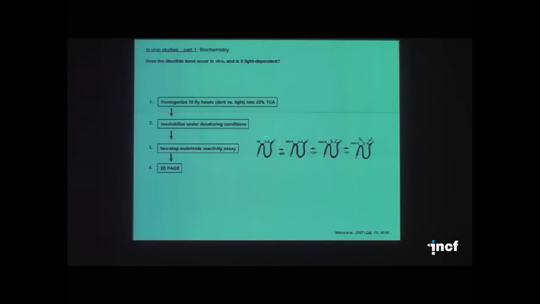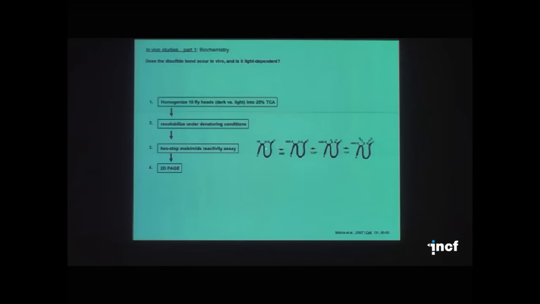So what do you have in your tube? You've got proteins, many of which have free sulfhydryls. I mean, every protein in your head has probably at least a cysteine in it, so there's a lot of free sulfhydryls, but then some of them may be disulfide bonded, but they're denatured proteins. And then Sean developed a two-step maleimide reaction assay to specifically look at disulfide bonds.